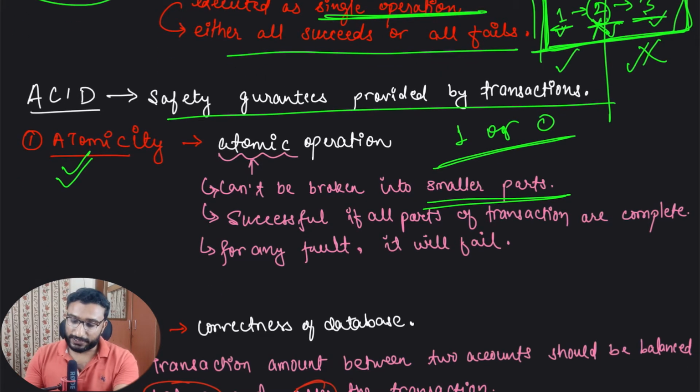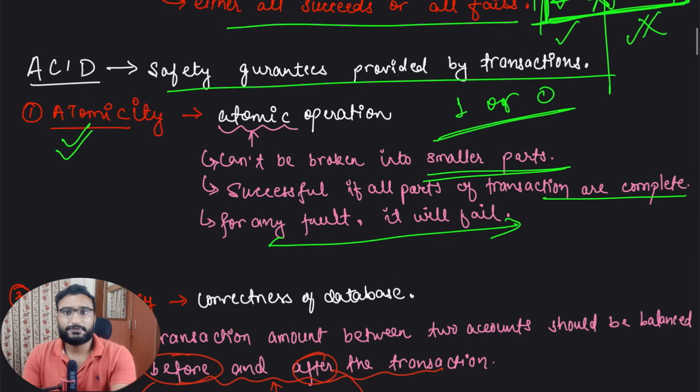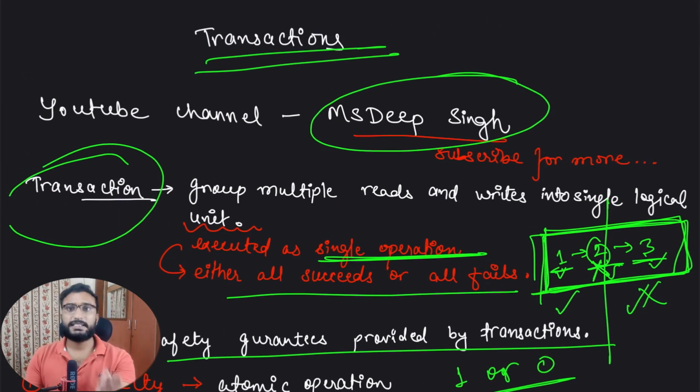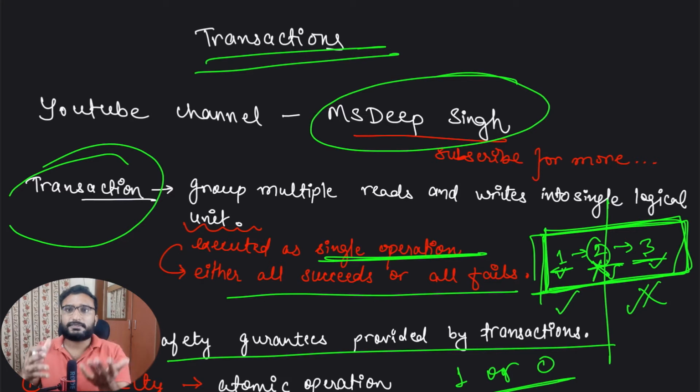It will only be successful if all parts of the transaction are complete. For any fault it will fail. Okay, that we already discussed, that if any of the parts from these three operations fails, then it will lead to transaction failure. वहाँ पे ऐसा नहीं होगा कि partial failure हो गया, आधा failure हो गया, 30% failure हो गया, 70% failure हो गया. That's not the case. समझ रहे हो ना बात? That's not the case. If we say this is a transaction, all the steps in this transaction have to succeed. बात खत्म.